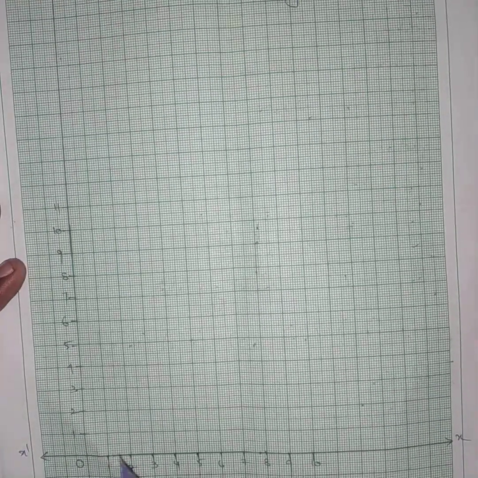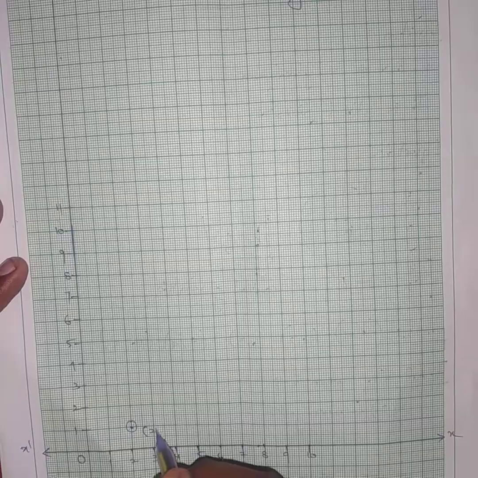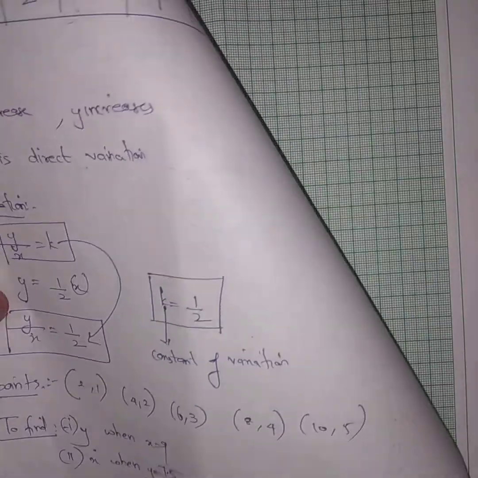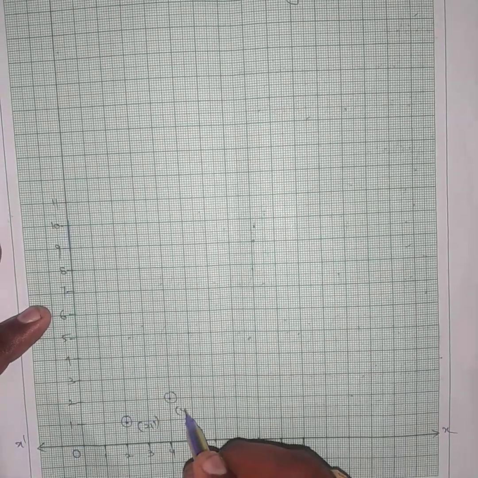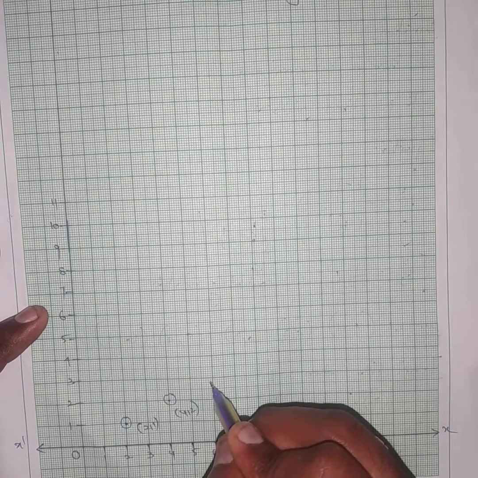So what is the first point? See here, 2, 1. The first point is 2, 1. This is 2, this is 1. The second point is 4, 2. The next point is 6, 3.